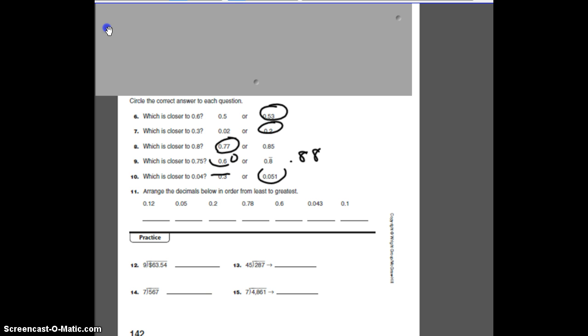So going back to that then, closest, it had been 5, now it's a little bit more. So I'm going to go back with that one right there. Arrange these decimals in order from least to greatest.